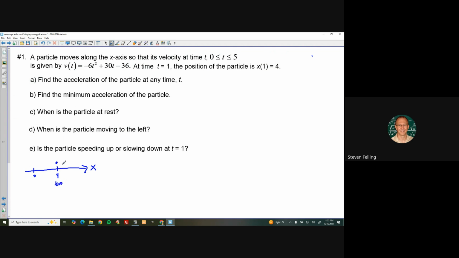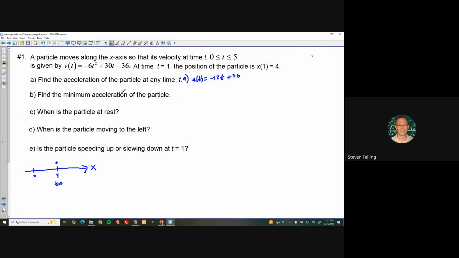Okay. First question, find the acceleration of the particle at any time t. Acceleration is the rate of change of velocity. So what I would show for work for this part is I would say a of t is equal to the derivative of this, which is negative 12t plus 30. Okay, so that's the answer to part A.